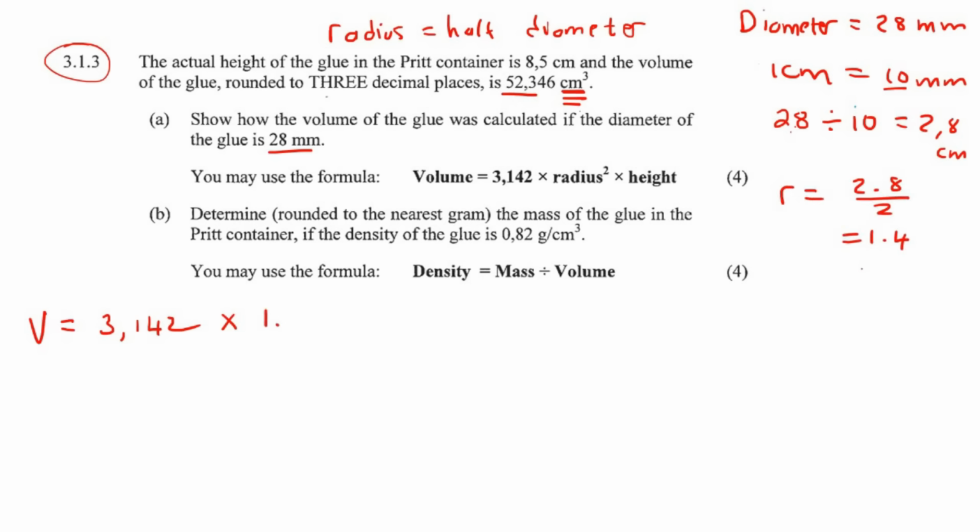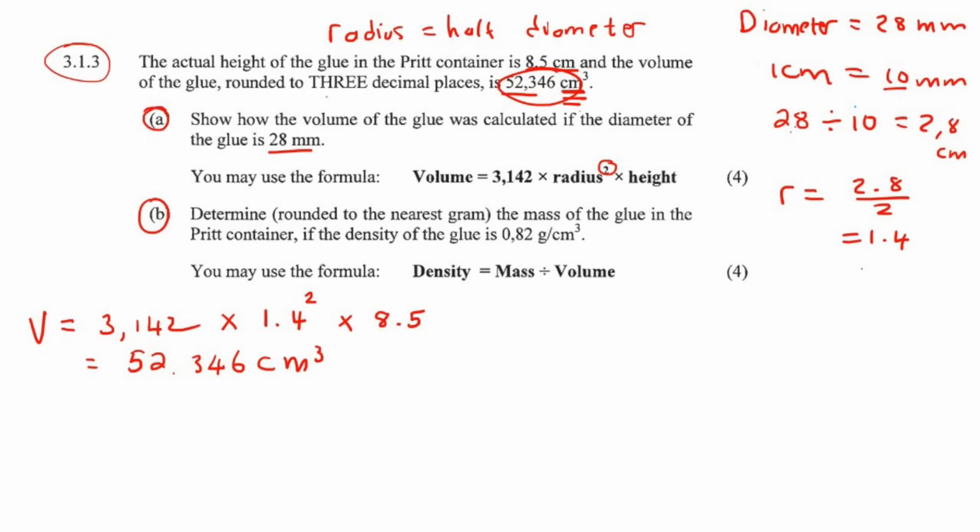And so here you can say 1.4 to the power of 2 multiplied by the height, which was given as 8.5, and that's already in centimeters. There we go. Then we can work it out, and we should get 52.346 if you round to 3 decimal places. And that's exactly what they have over there.